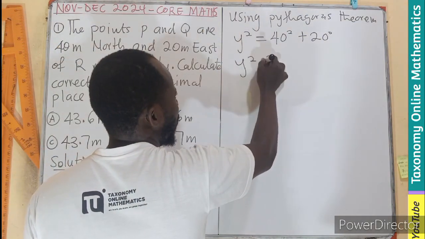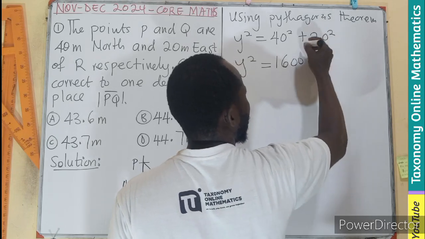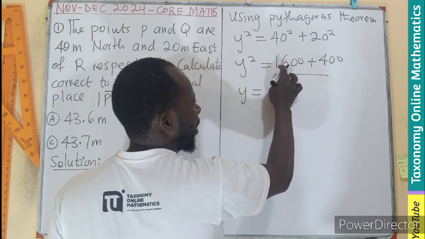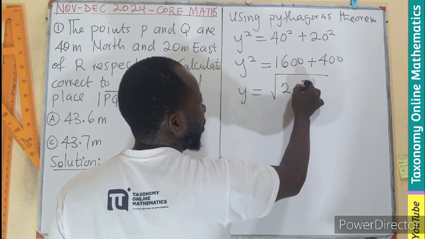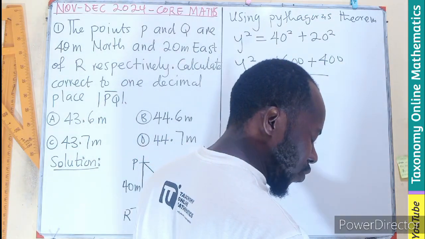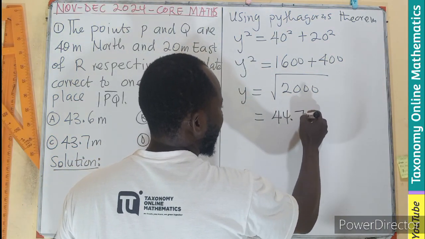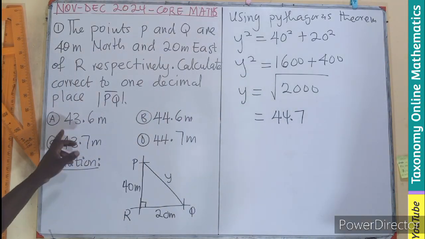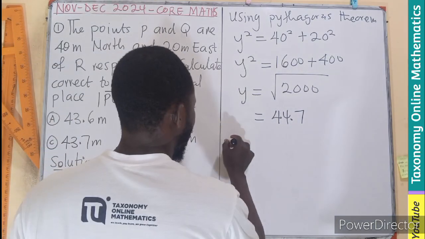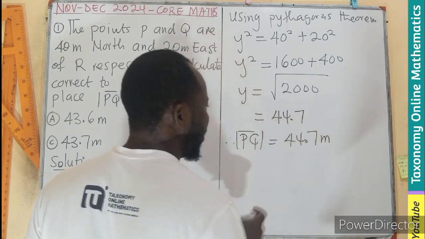So y squared will be equal to 40 times 40, that will be 1,600, and 20 times 20 will give us 400. So now y will be the square root of 1,600 plus 400, that will be 2,000. We put this in the calculator to see the value of the root of 2,000, which will be 44.7. We have an approximation, but since all the values here are in one decimal place, I'm going to leave the answer in one decimal place. Therefore, the length of PQ is going to be 44.7 meters.